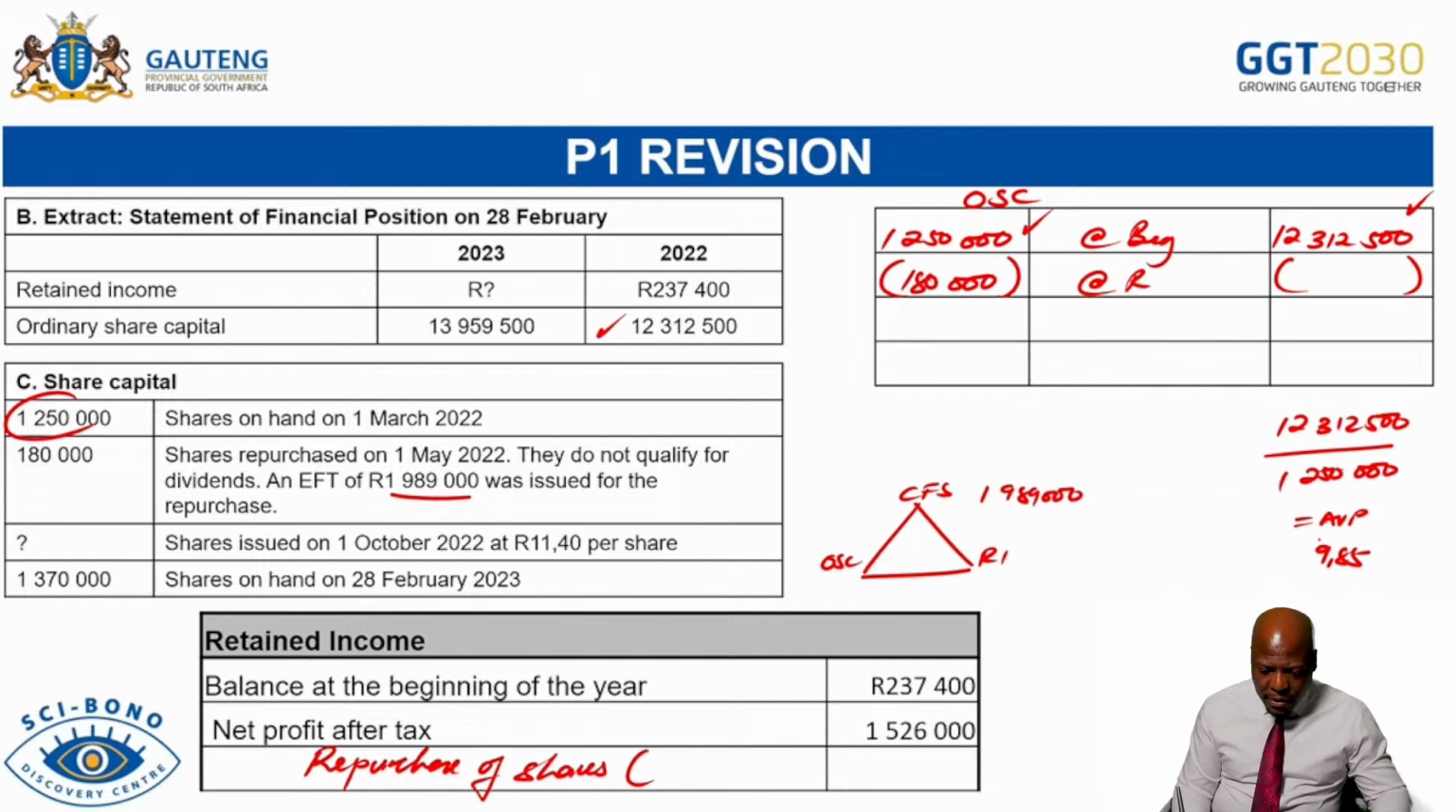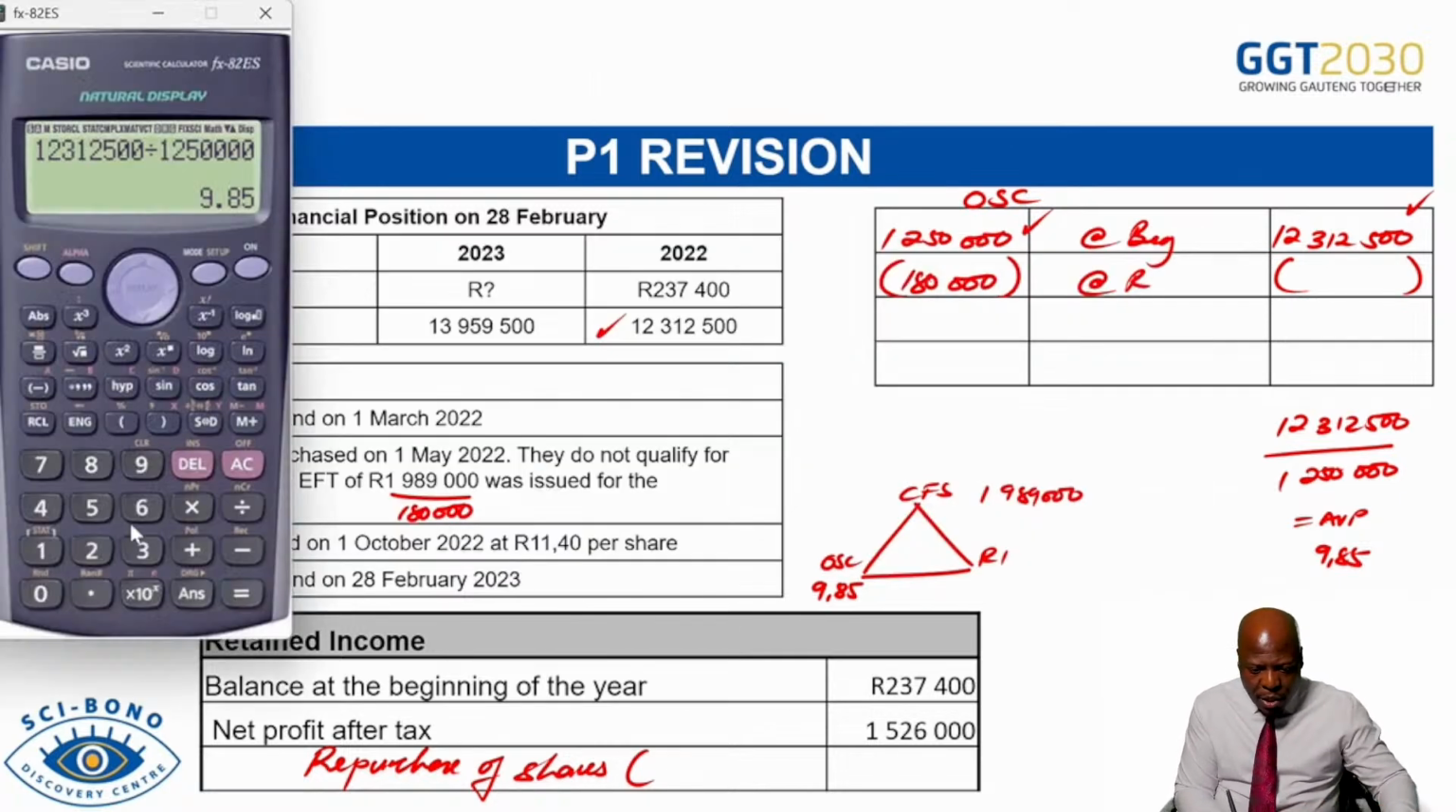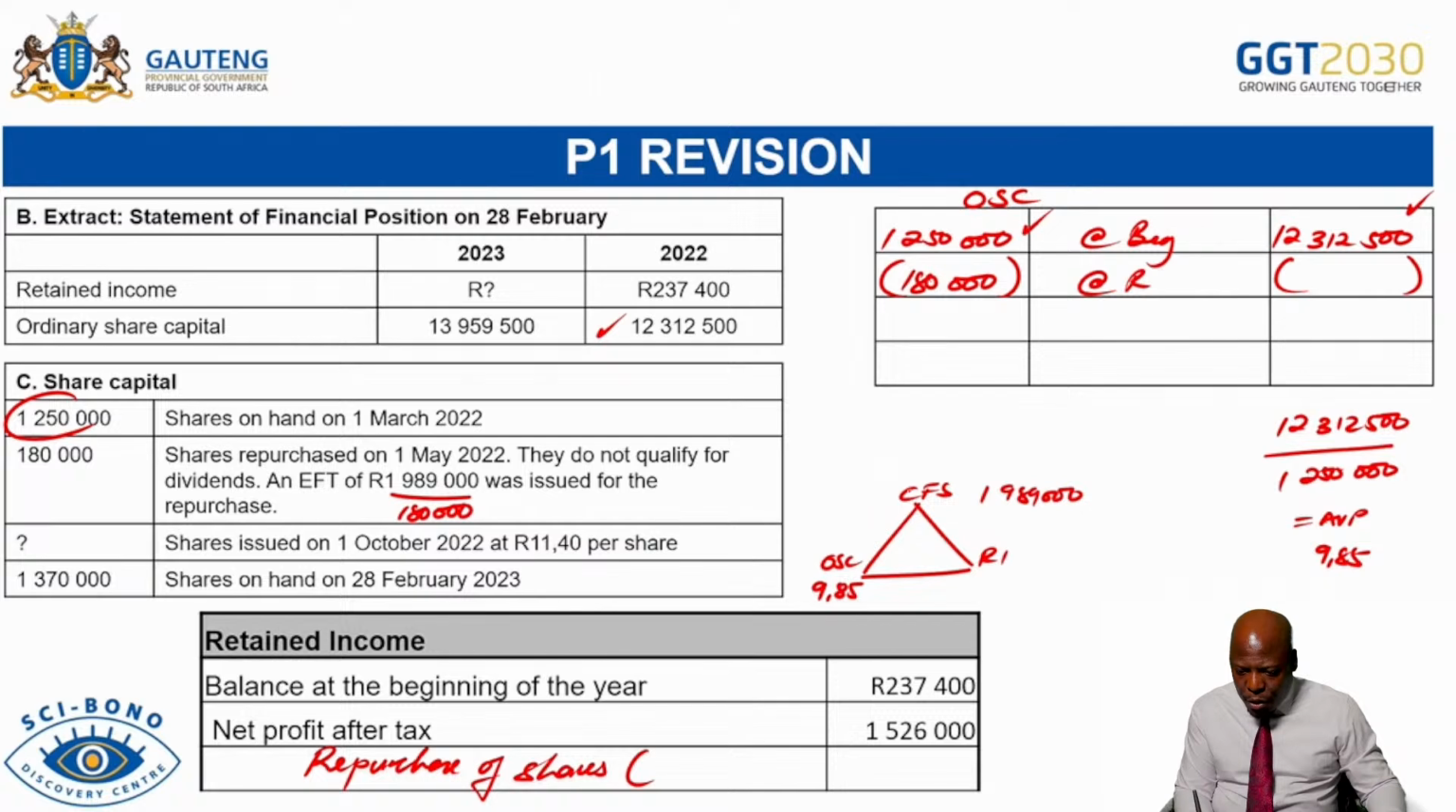So it simply means when I come here, I have ordinary share capital 9 rand 85 here, and on the cash flow, how much was it? It's simple. I simply divide my 1,989,000 by 180,000 shares there. All right. So I'll simply say my 1,989,000, and then I divide that by the number of shares that we've repurchased. Remember, that's 180,000. I divide that by 180,000, and that's going to give me my 11 rand 5 cents. So this is what would have been here, 11 rand and 5 cents.